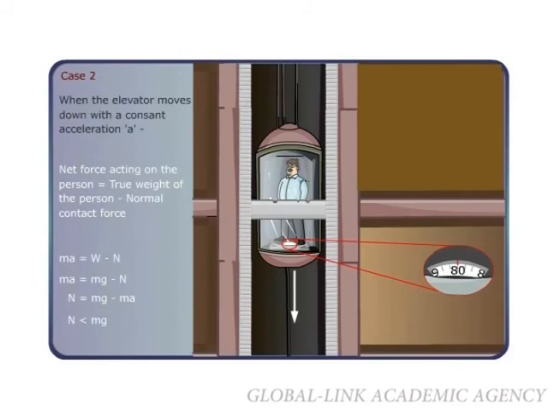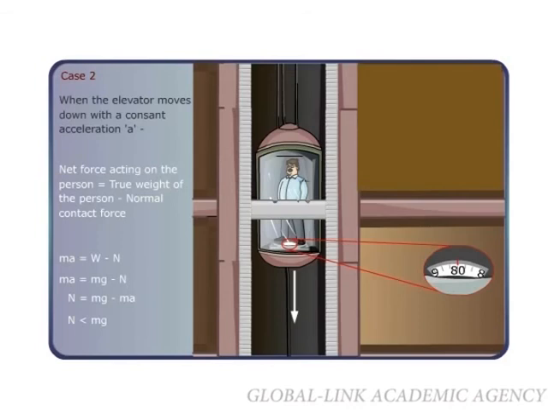When the elevator moves downwards with a constant acceleration a, the net force acting on the person is equal to the true weight of the person minus the normal contact force. N is less than mg, that is the true weight of the person. Thus, the scale reads less than the true weight of the person.